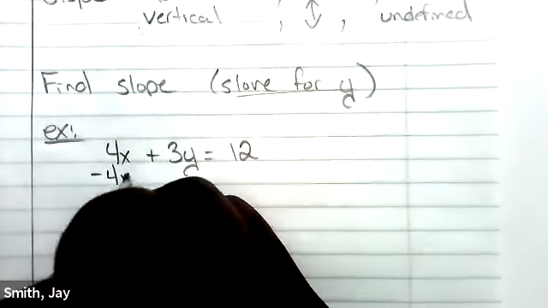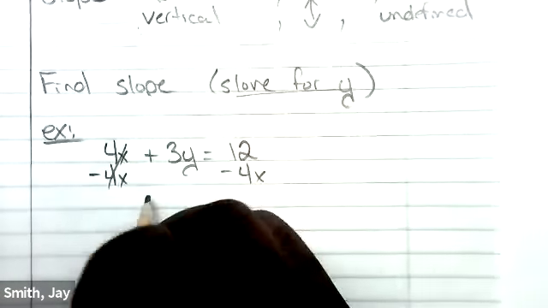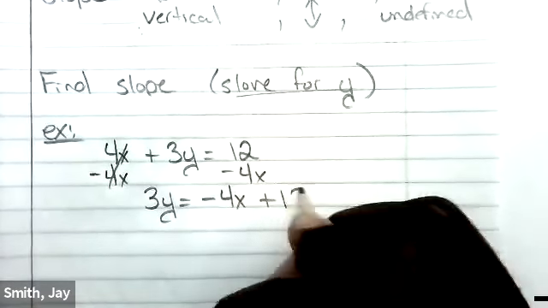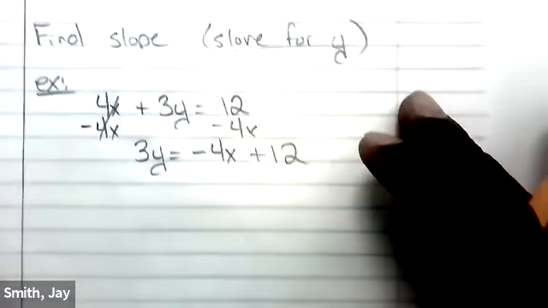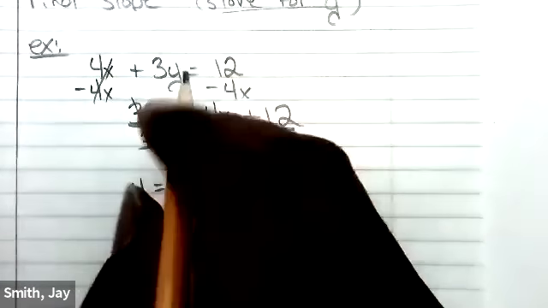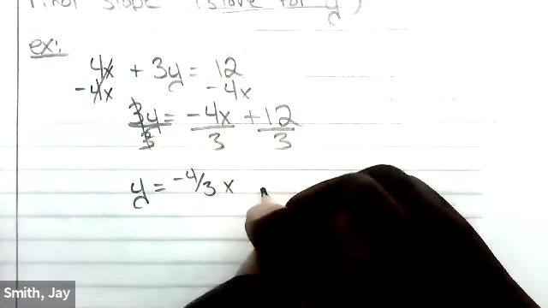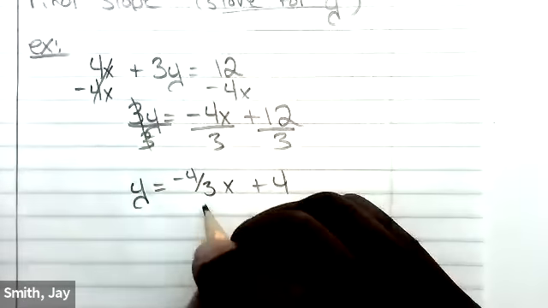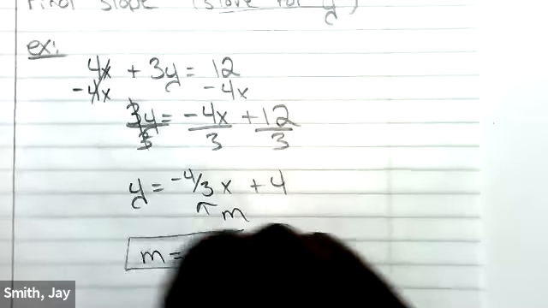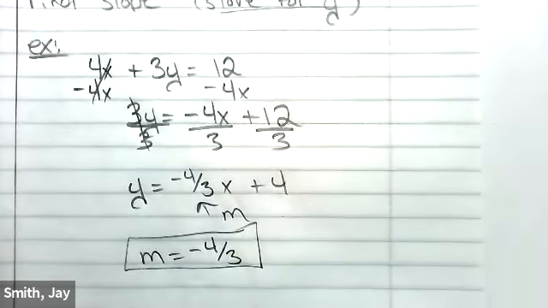First thing I would do, subtract 4x from both sides. This is going to give me 3y is equal to a negative 4x plus 12. Keep in mind, these are not like terms. You cannot combine them. After that, divide everything in the problem by 3. This gets the y by itself. We have a singular positive y, which is what we wanted, equal to a negative 4/3 x plus 4. Now, the number in front of x is my slope. So in this case, my slope is negative 4/3.